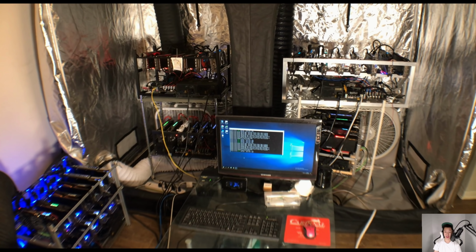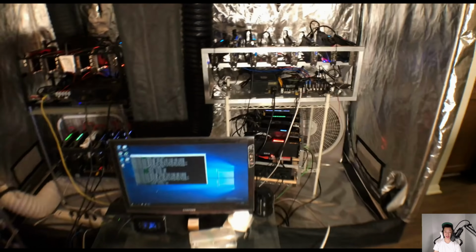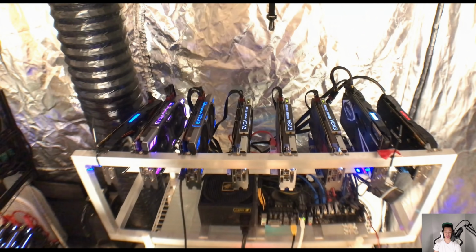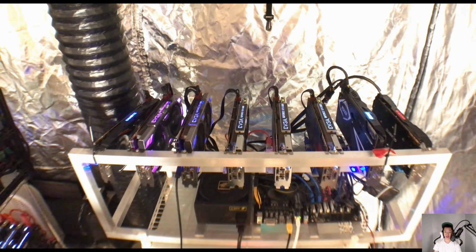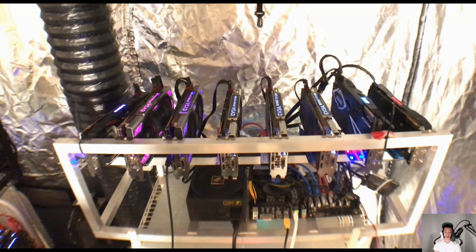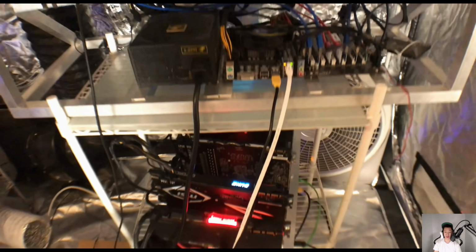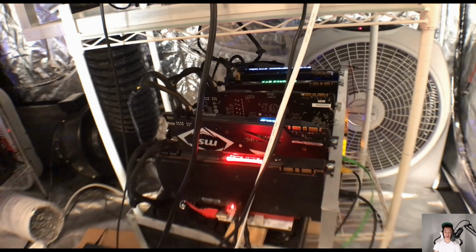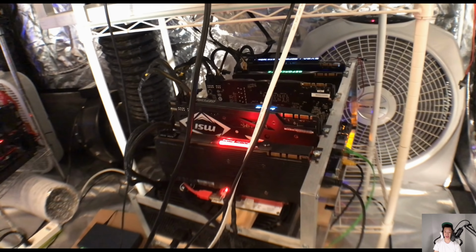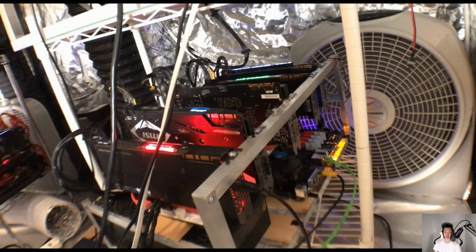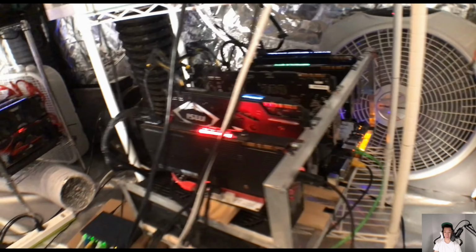Okay, so if you did want to check out my GPU count, I do have a total of 40 GPUs. I do have a mix of GTX 1070s, 1080s, and RX 570s, and some Vegas. Now this is my 8 GPU GTX 1080 rig, and this is mining Ravencoin. Now down here I do have a mix of GTX 1070, 1080, 1080 Ti, and a Titan, and this is mining Ravencoin as well.